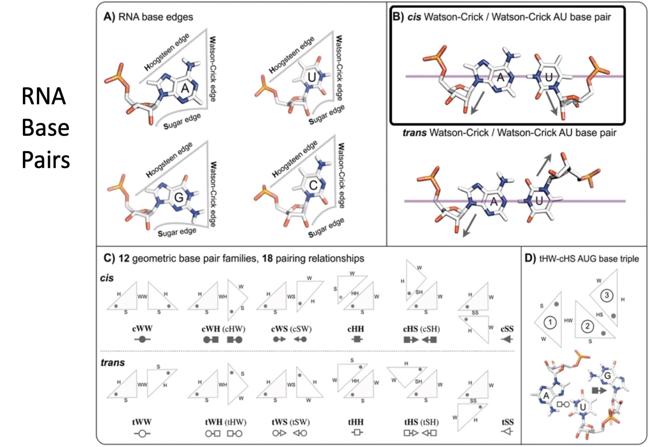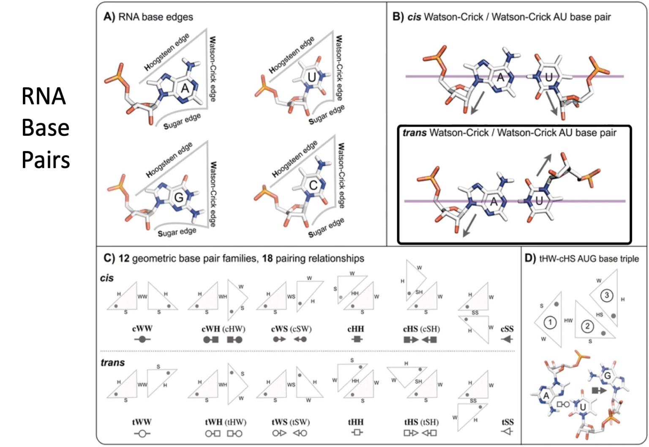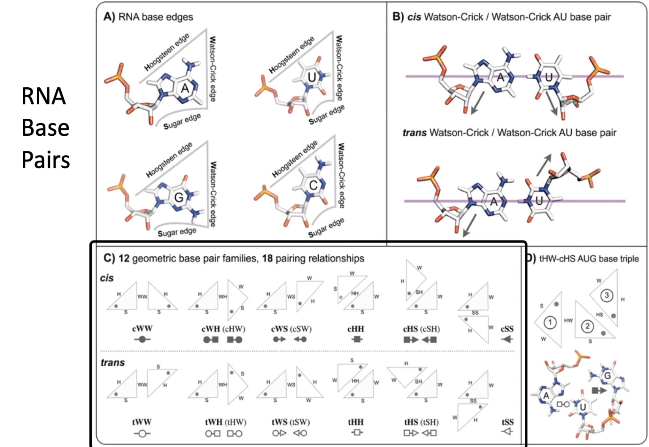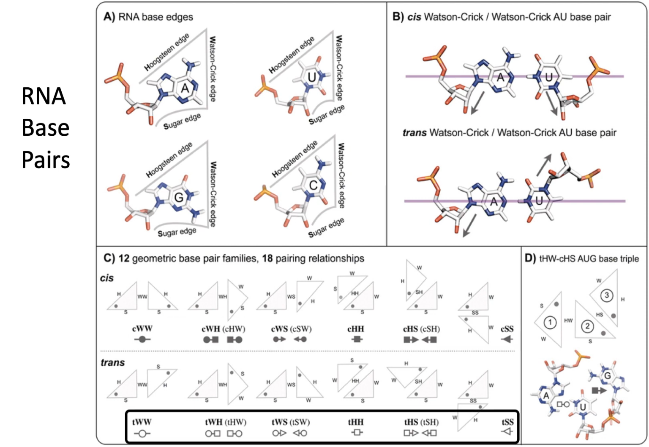So here on top is a standard cis-Watson-Crick AU pair, again with the sugars on the same side of the molecule. And here's a trans Watson-Crick, Watson-Crick, with the sugar groups sort of pointed away from each other on opposite sides of that molecule. And here are the 12 different families. The cis ones have the filled symbols down here, and the trans have the open symbols down here.